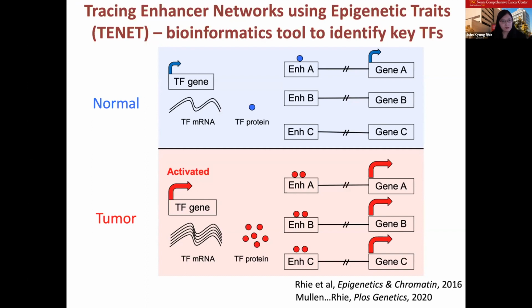We tried to answer those questions by developing our method, TENET, Tracing Enhancer Networks using Epigenetic Traits. This is the hypothesis, the logic behind TENET. There's one transcription factor, and its expression level can be low, and the protein level can be low. Since it's low, for example in normal, it binds to only a small number of enhancers and regulates only a small number of genes. However, the same transcription factor in tumor can be activated, can be oncogenic, and then it expresses a lot more protein, and then it can bind to a lot more enhancers and lead to overexpression of many oncogenes. We want to find those sets of transcription factors that are activated, bind to cancer-specific enhancers, and regulate cancer-specific genes. That's the logic, and then we were able to develop our tool TENET.